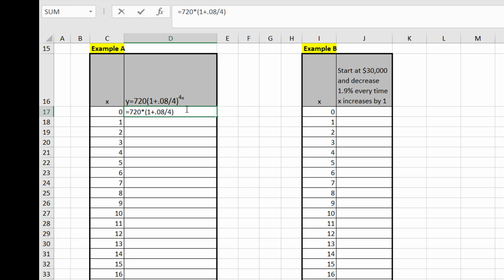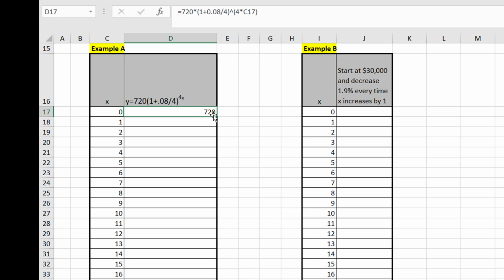So raise is this little caret symbol. I want the entire exponent to be 4 times the x value. So I've got to put that in parentheses, 4 times, and I'm going to click on cell C17 so that it pulls the x value from cell C17. So you see there's parentheses around my exponent, so that all is up in the exponent. And when I press enter, it tells me that the y value is equal to 720 when the x is 0.